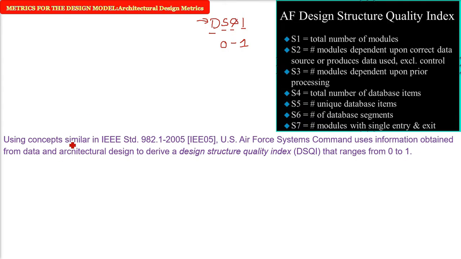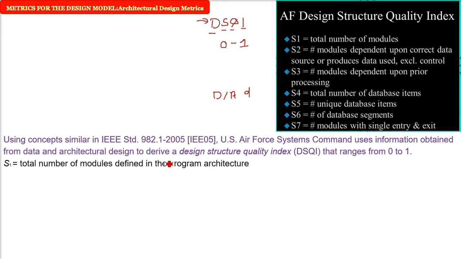So using concepts which were similar in the IEEE Standard 982.1-2005, the United States Air Force Systems Command used information obtained from the data and the architectural design in order to derive this DSQI, Design Structure Quality Index, which varies from 0 to 1. So how do we compute it?